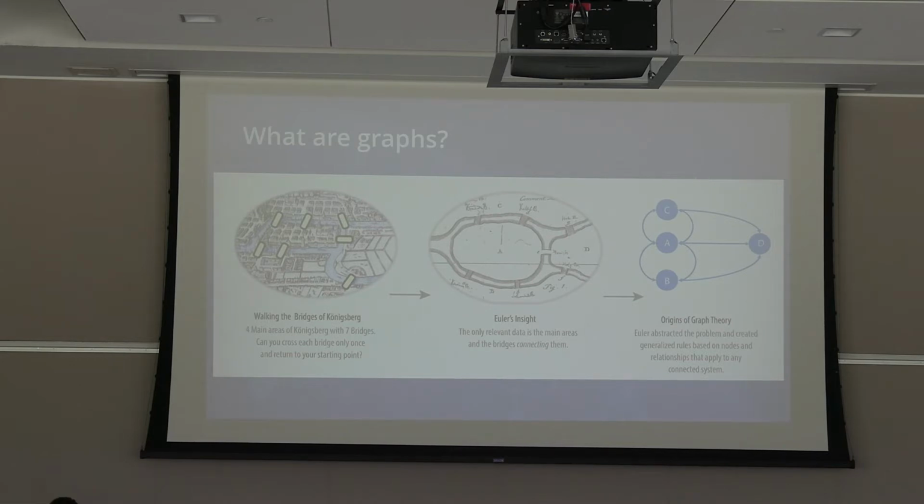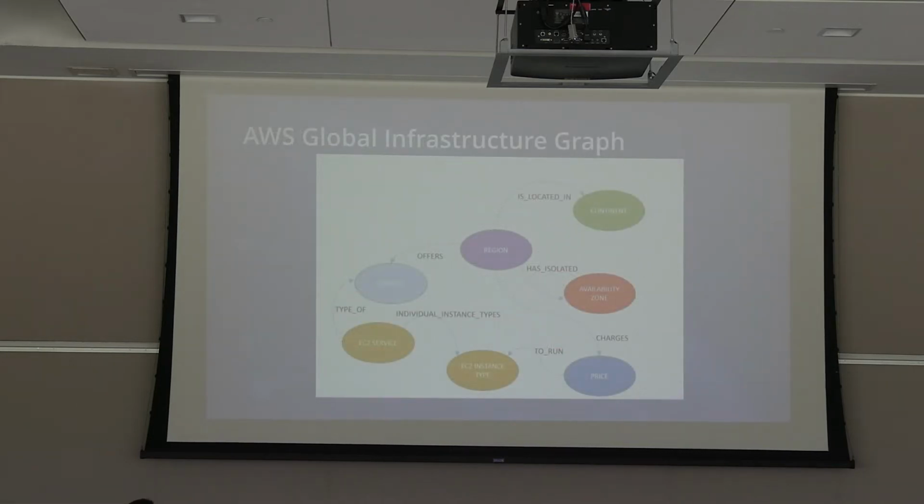So just a few examples of how this is used in real life. This is an infrastructure graph for AWS. So you have various regions that have different pricing for certain services. You'll have different services that are available in that. You'll have availability zones. You'll have continents that those are available in. And so you can kind of see this flow down structure of how AWS is connected and how it works.